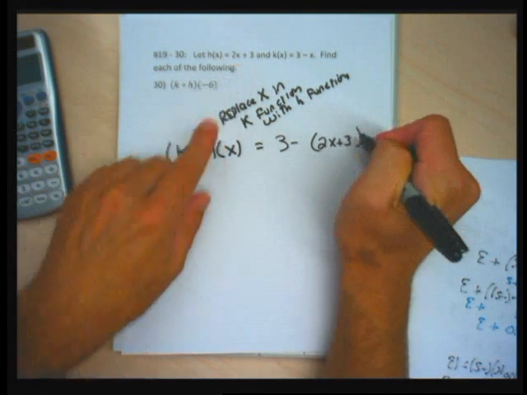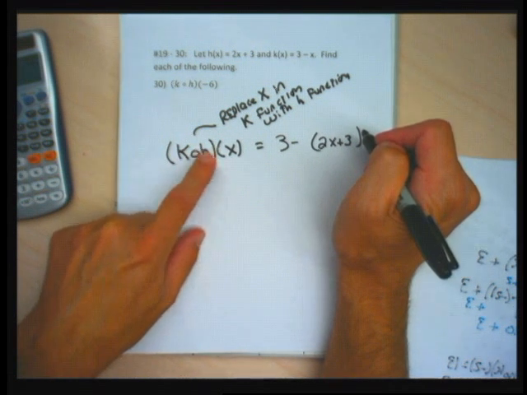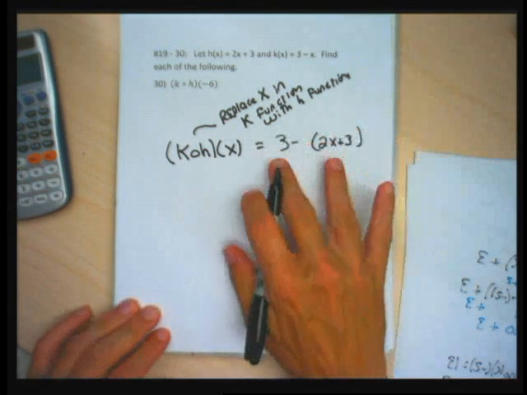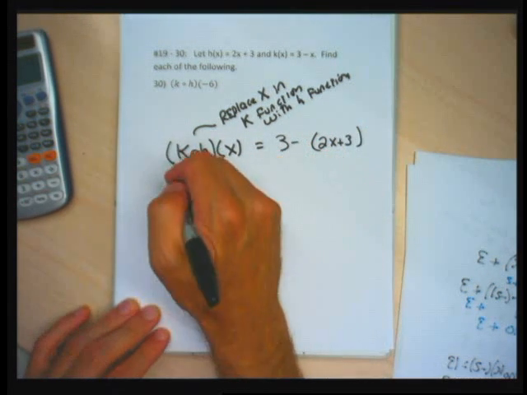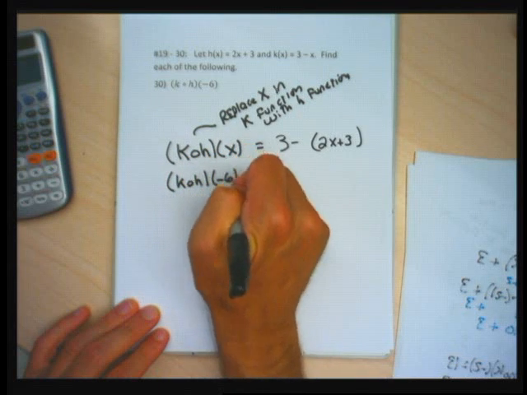It needs to be replaced with the h function. So it's always the letter to the left of the open circle. Its x needs to be replaced with the function to the right. So this is k composed with h of x. Not going to simplify that. I'm going to wait to change the x to negative 6 to simplify.